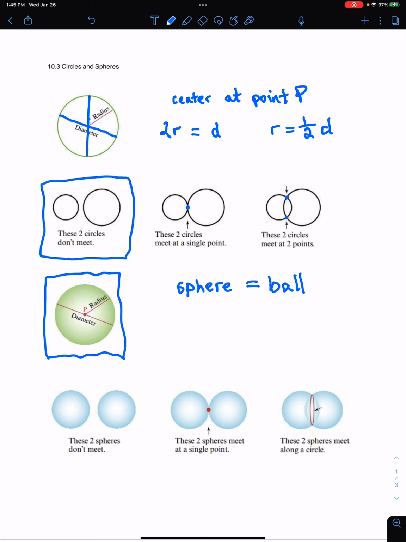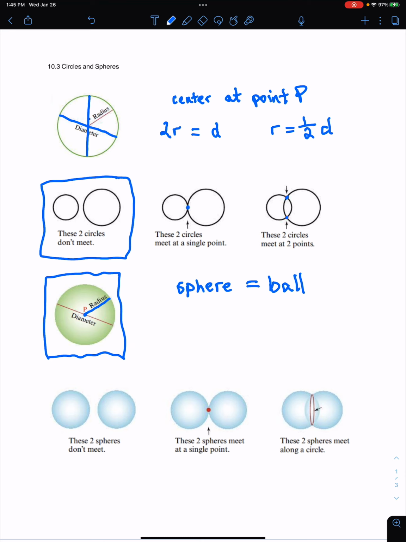And again, just like a circle, we have a center point to the sphere. And then we have a radius that touches the center and goes to anywhere on the outside. And it's hard to draw in 2 dimensions, but you can imagine 3 dimensions where the radii go in all different directions, touching the outside edge of the sphere.